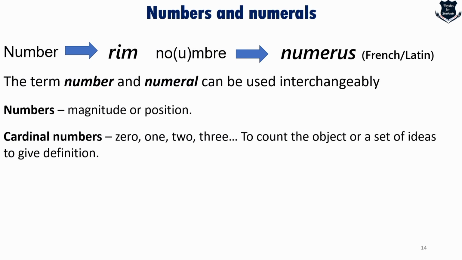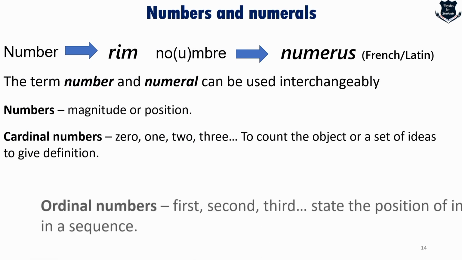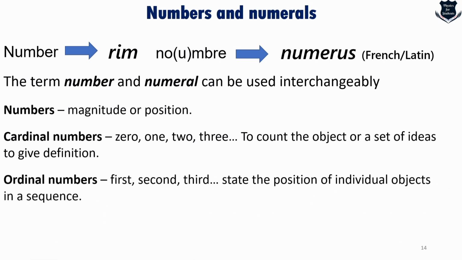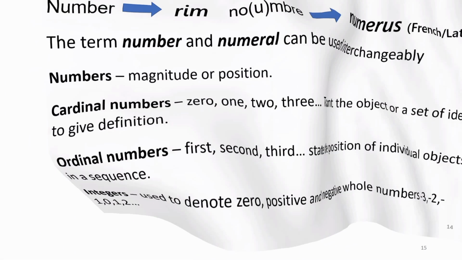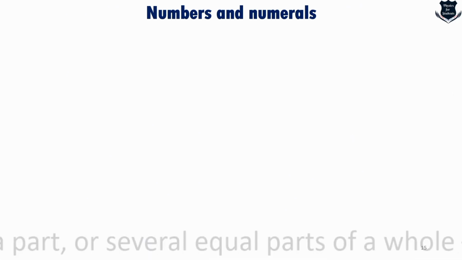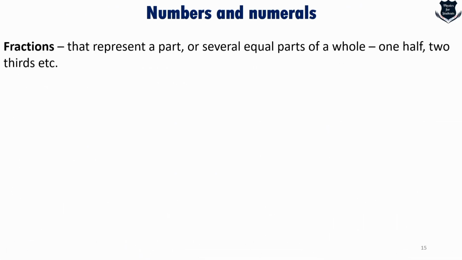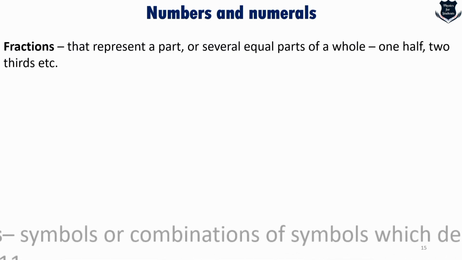Cardinal numbers, as you can see, 0, 1, 2, 3 and so on, allow us to count the objects or ideas in a given collection. Ordinal numbers, first, second, third, etc., state the position of individual objects. Integers are used to denote 0 and positive and negative numbers, etc. Then we come to the next part, which is fractions. And fractions are basically used to represent a part or several equal parts, maybe 1/2, 2/3, and so on.